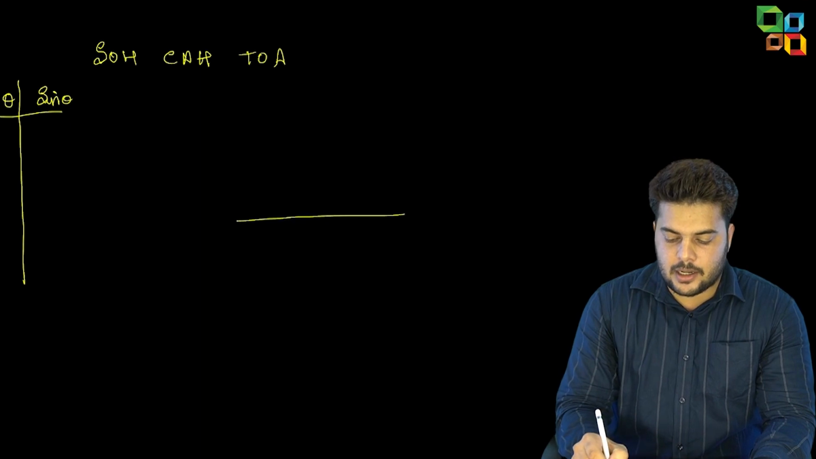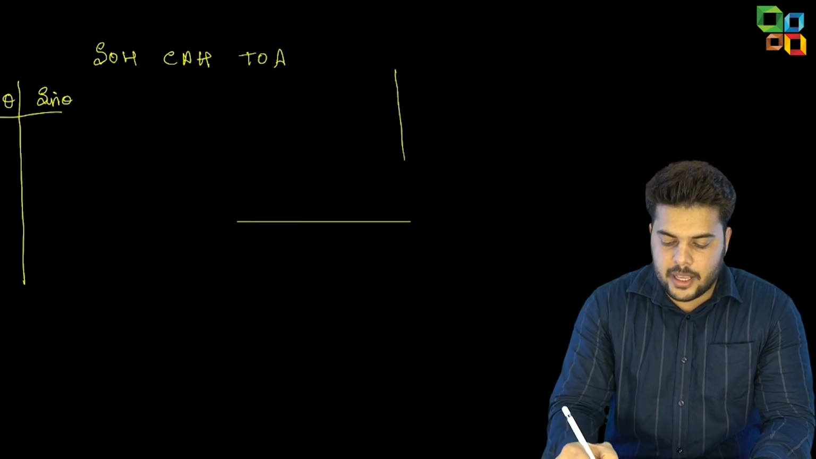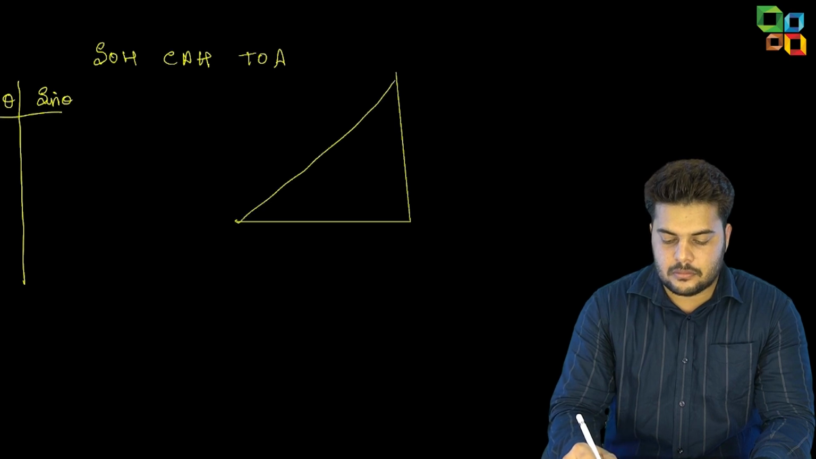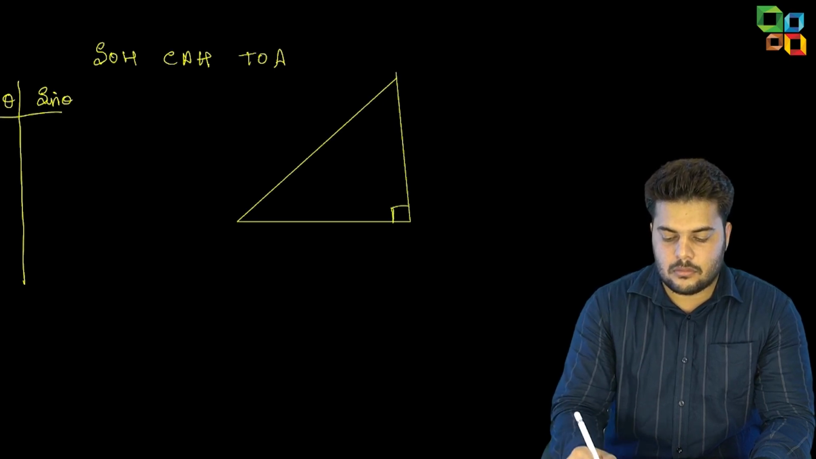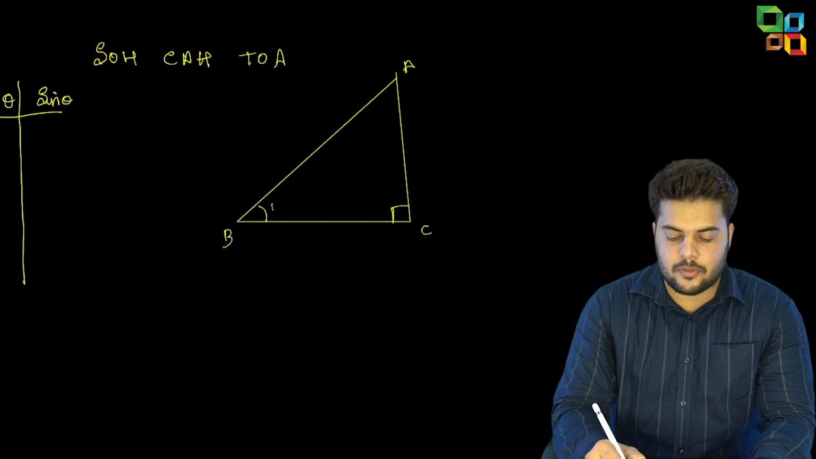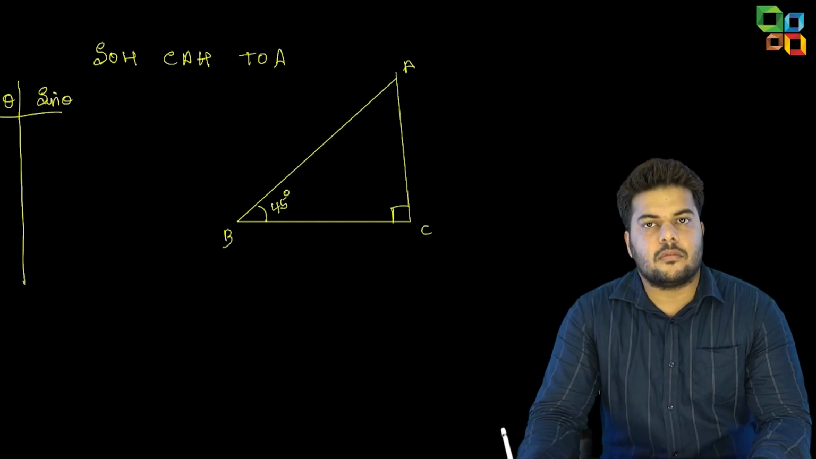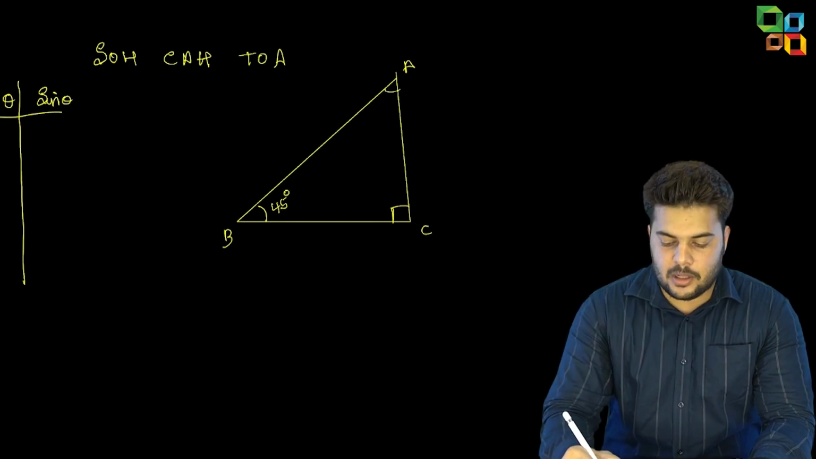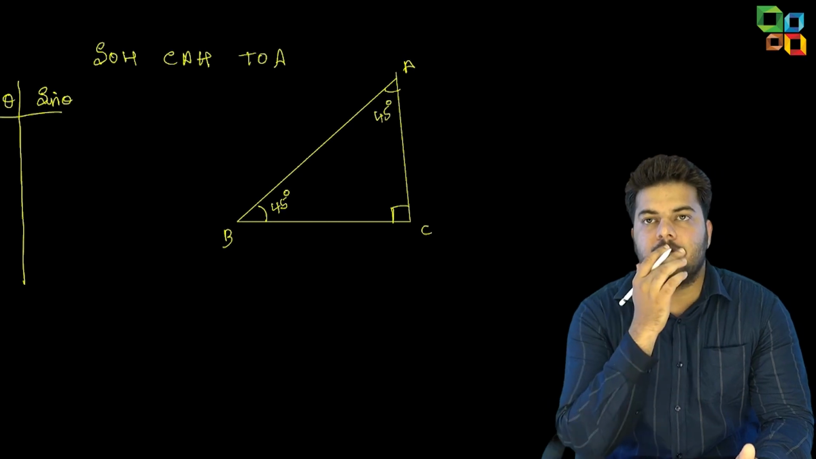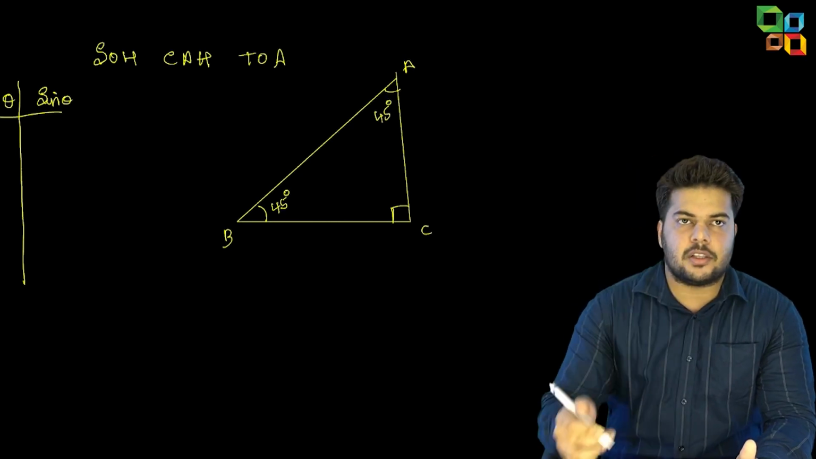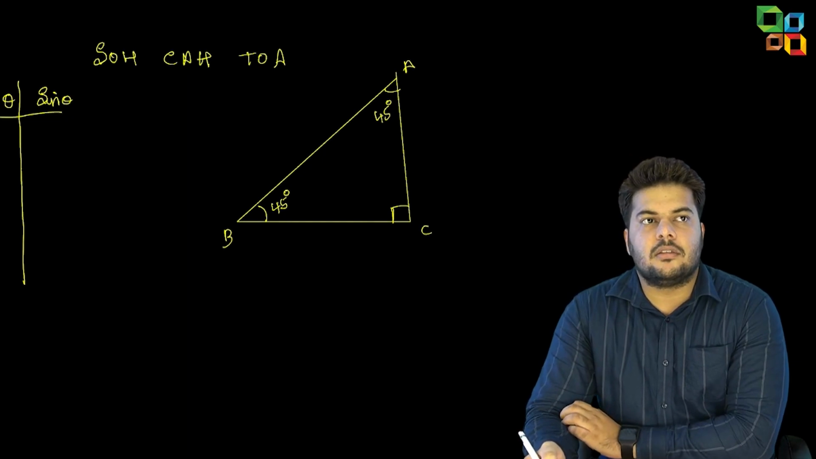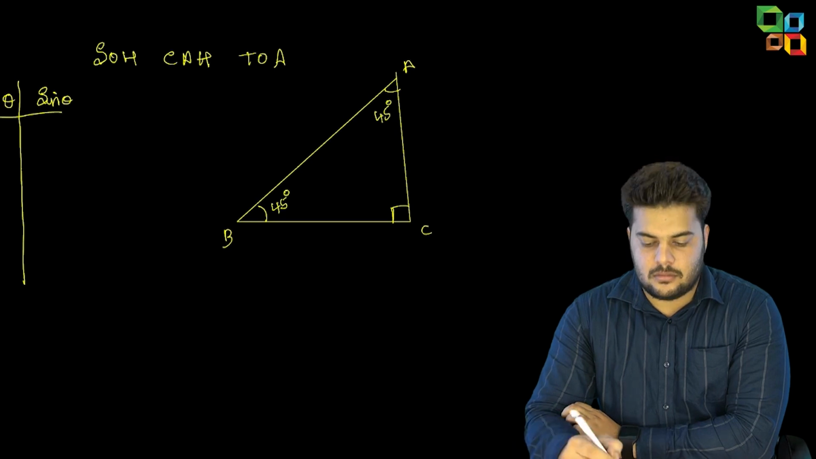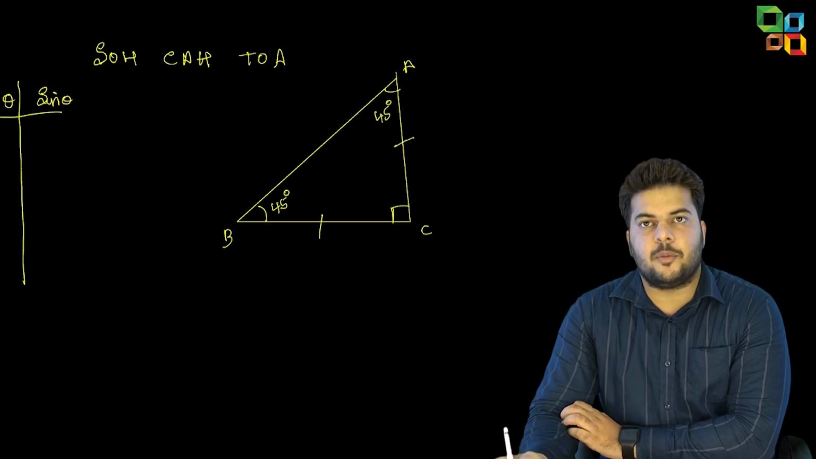Suppose you have a right angle triangle in which one of the angles is 45 degrees. What does that mean? What is the other angle then? 45 degrees. What do we call such triangles in which two angles are equal? Isosceles triangles. What do you know about isosceles triangles? The two base angles are equal, and the sides that are opposite to the equal angles are also equal. So these two sides have to be equal, isn't it?